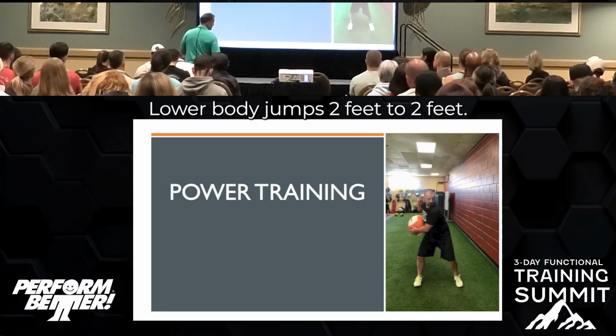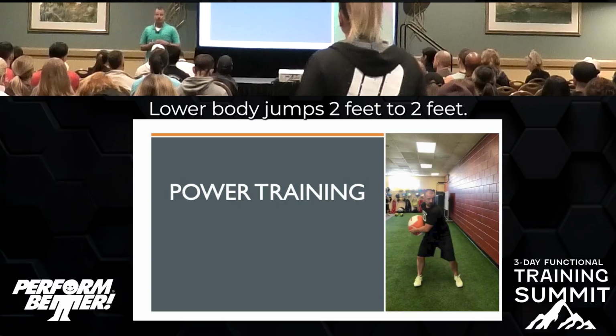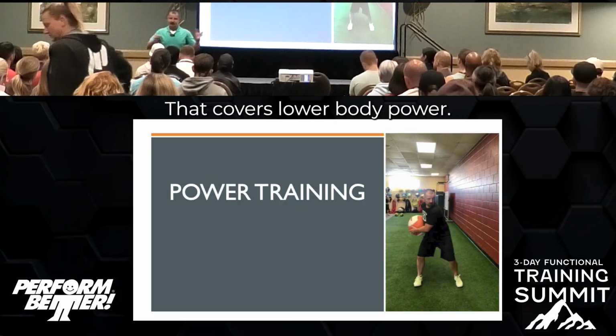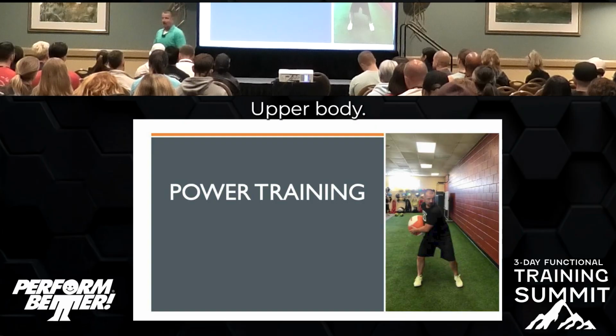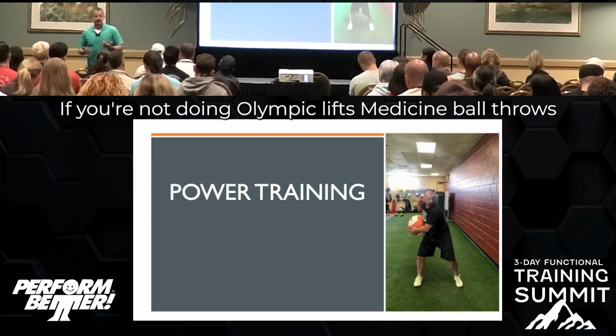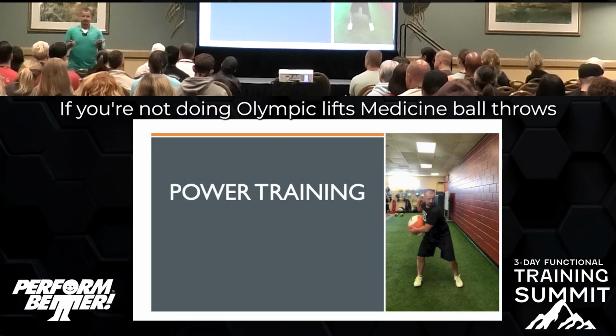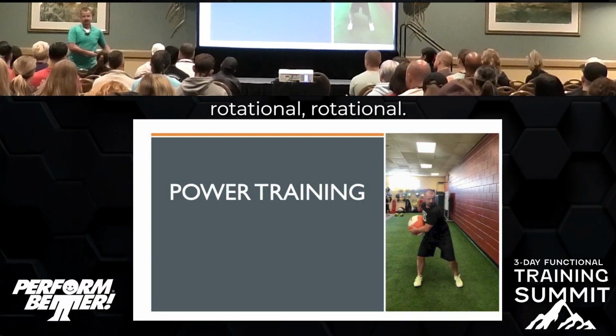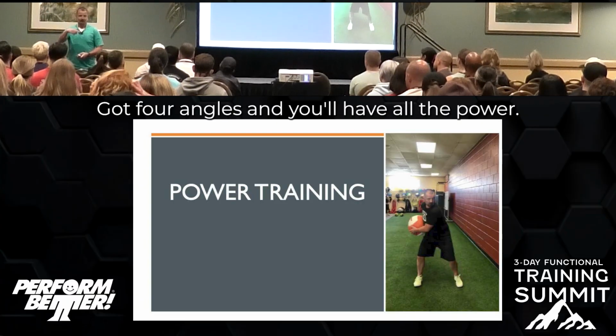Lower body: jumps, two feet to two feet; hops, one foot to the same foot; bound, one foot to the other foot. That covers lower body power. Upper body, if you're not doing Olympic lifts, medicine ball throws. They'll hit everything. We're going to have forward, down, rotational, rotational. Got four angles and you'll hit all the power, right?